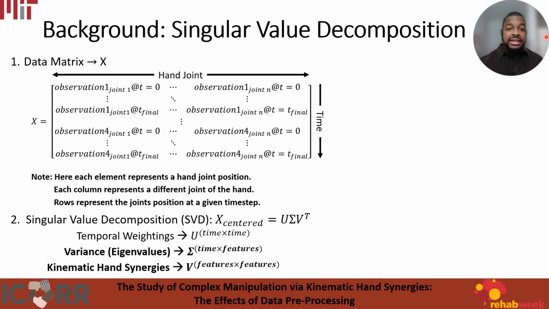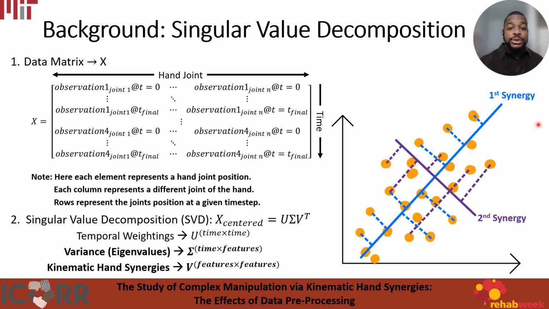Then, SVD decomposes this matrix into an orthonormal matrix U, which contains temporal evolutions over time. A diagonal matrix sigma, which contains the eigenvalues of the data matrix, which can be used to measure the variance accounted for by each synergy, and another orthonormal matrix V, which contains our kinematic hand synergies, otherwise known as a given posture whose joints all move simultaneously based on the temporal gain.